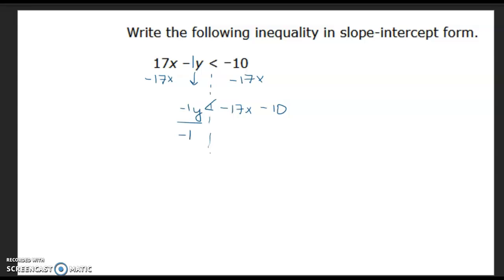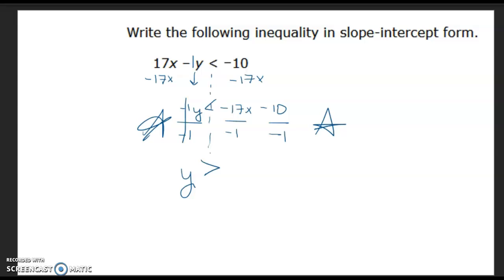So I need to divide by negative 1. And I'm telling you, I make stars. I let myself know, oh, I flip the symbol first before I forget. I'm like, okay, I got to flip the symbol. Now that I'm dividing by negative, I got to flip the symbol. And so these cancel, and I have y.